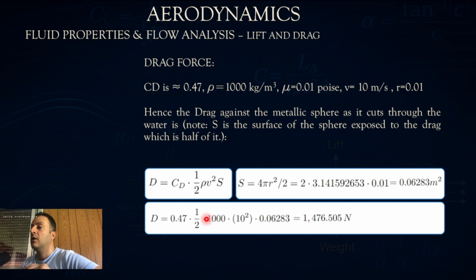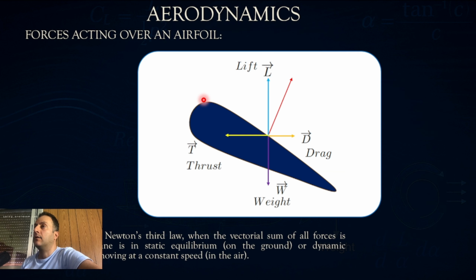times 1/2 rho 1000 times V squared, which is 10 meters per second squared, times the surface 0.06283, equal to 1476.505 Newton. Now let's talk about forces acting over an airfoil.